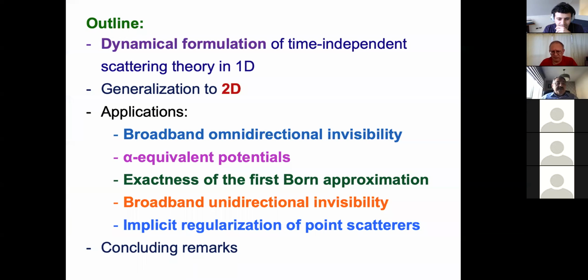So I will give a general introduction to what I call the dynamical formulation of time-independent scattering theory in 1 dimension, and then I will talk about its generalization to 2 dimensions. Essentially, the main content of the talk will be various applications of this formulation, including broadband omnidirectional invisibility, what I call alpha equivalent potentials, exactness of the first Born approximation, broadband unidirectional invisibility, and finally implicit regularization of point scatters. And I will give some concluding remarks.